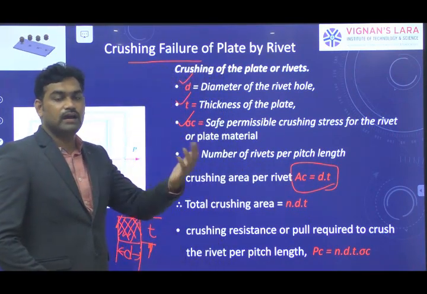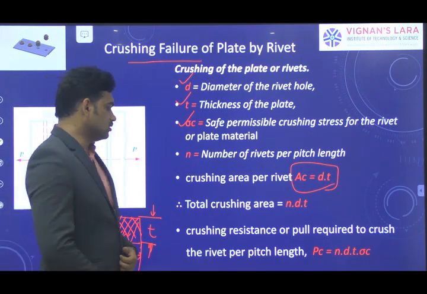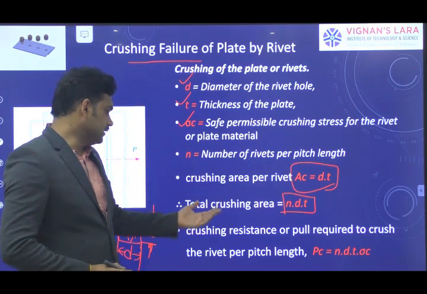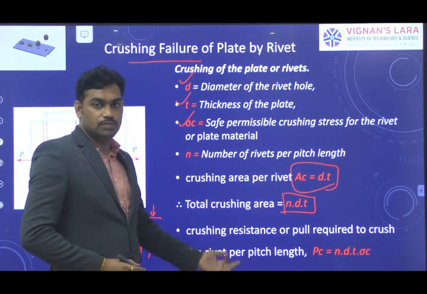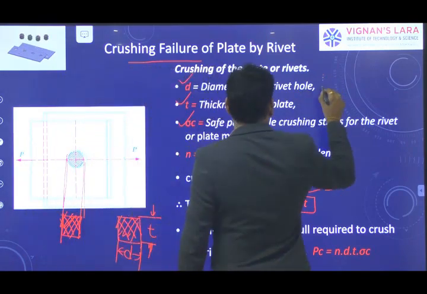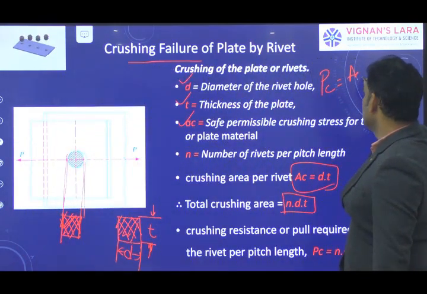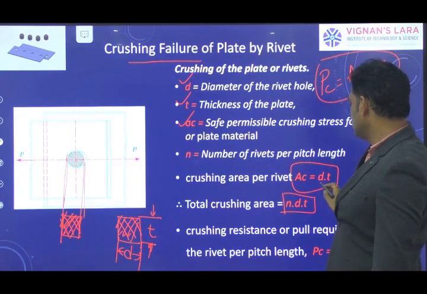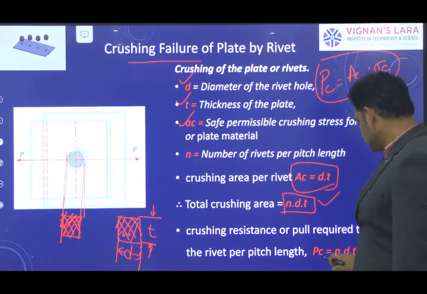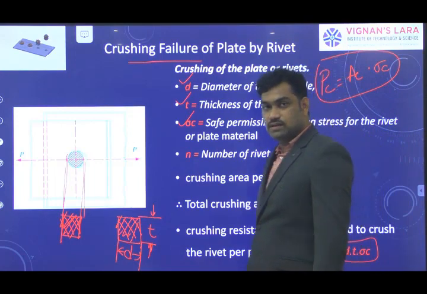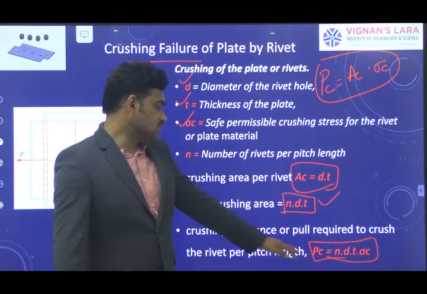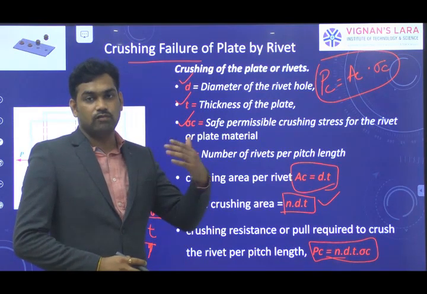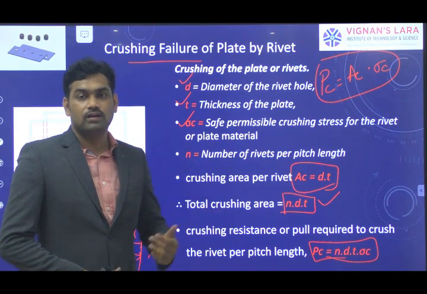And here again we have N number of rivets in a joint, so the total crushing area can be taken as N into D into T. So the crushing strength P_C can be written as the crushing area A_C into the crushing stress sigma C. A_C we have already written, that is N into D into T, and sigma C is the permissible crushing stress, so it is given by N D T into sigma C. This is the crushing strength that we need to provide for the plate, so that we can avoid the crushing failure of plates by means of rivets.